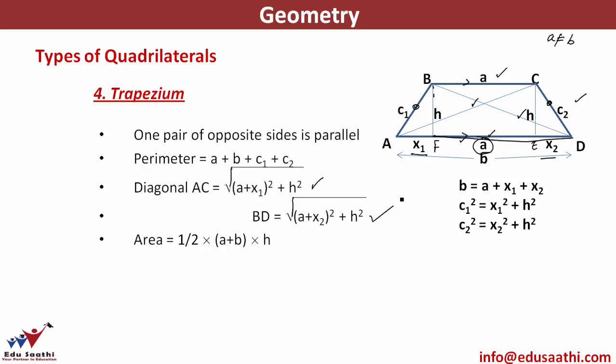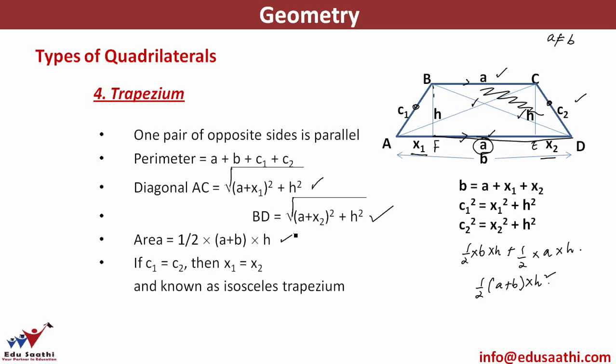Coming on to the area of trapezium, again the area can be found out by splitting the trapezium into two triangles, finding out the area of each triangle and adding them up. So if I look at the two triangles that I have, ABD, what is the base that I have? B. So this will be half into base into height, which is h. The other triangle that I have is BCD. Again half, base is A, height is h. So this is half the sum of parallel sides into height, or the distance between the parallel sides, is the area that I can get for a trapezium.